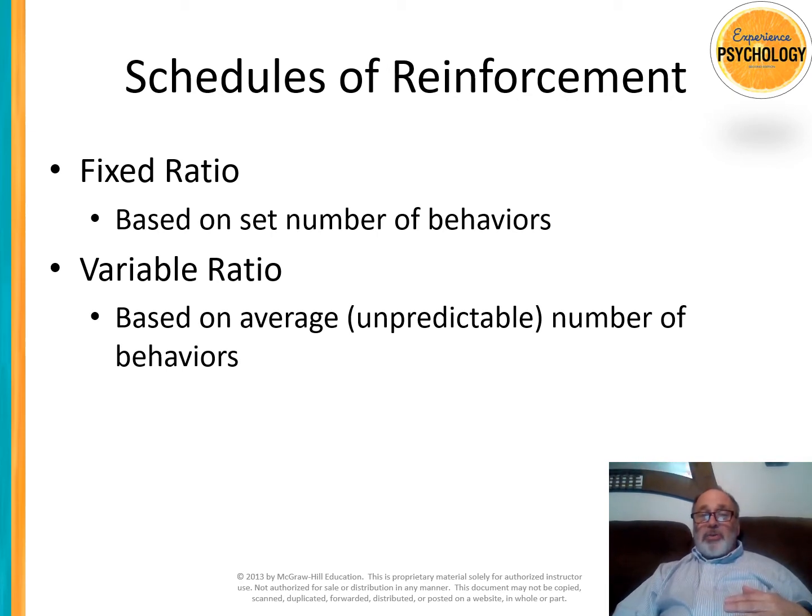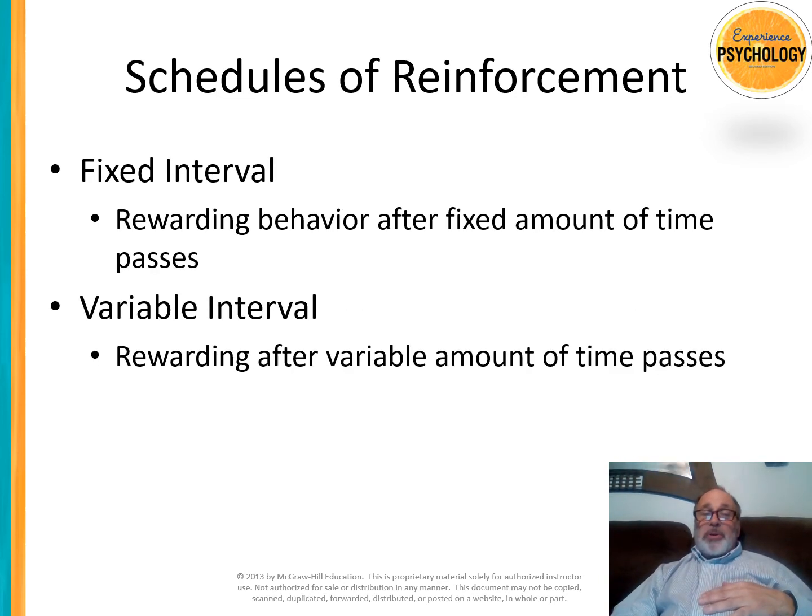Okay, so here are the schedules of reinforcement. Fixed ratio, you put them together. Fixed ratio is based on a set number of behaviors. Variable ratio is based on the average but unpredictable number of behaviors. So if I do a fixed ratio, every 5 A's they will get reinforced. If I do it one time every 3 A's, and then the next time every 6 A's, and the next time every 5 A's, it will average the same as the fixed ratio, but the behavior will continue for a longer period of time.